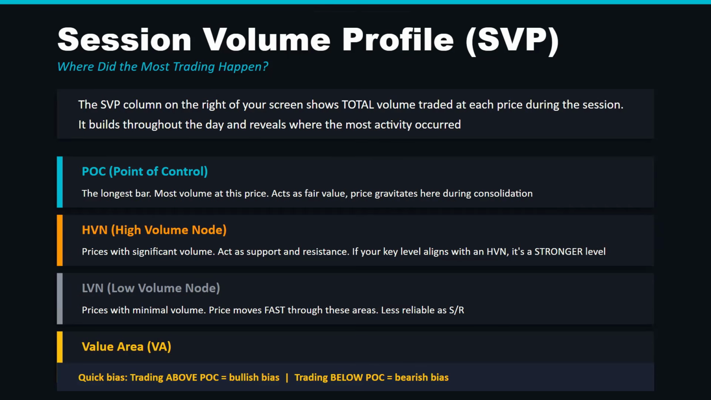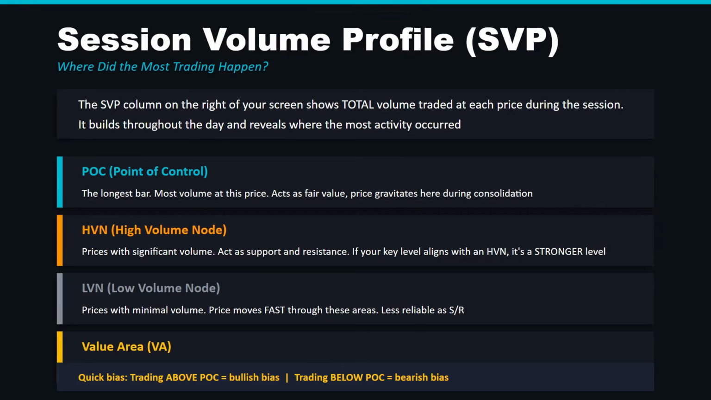A high volume node is a price where a lot of trading has happened. These act as support and resistance. So if your key levels, such as a support level or a resistance level, supply zone, demand zone, whatever, align with a high volume node or a point of control, that's an additional confluence. That's a stronger level. Vice versa, a low volume node has minimal volume. So price action tends to absolutely just blow through these areas very quickly.